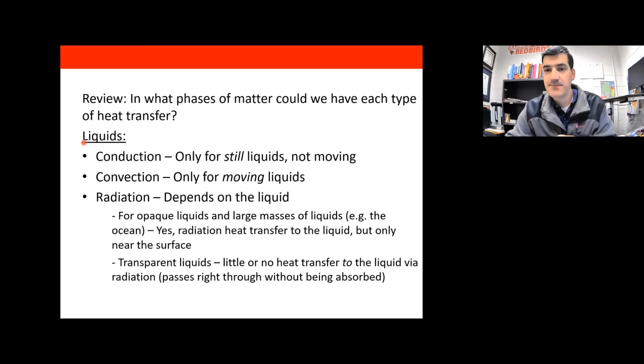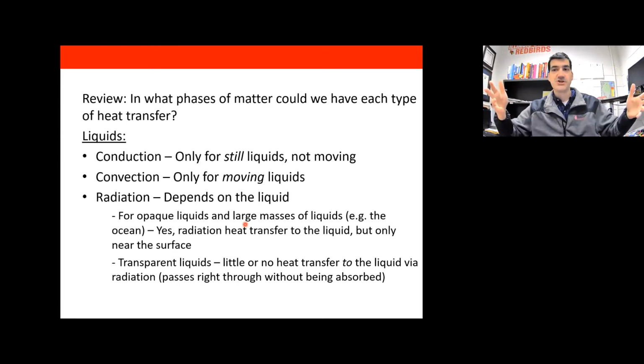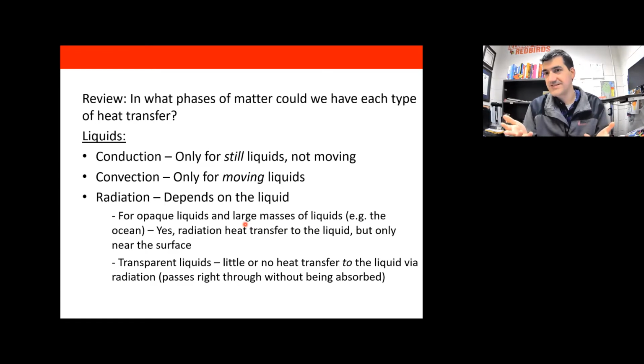The exception, and it mentions it here, is when you have lots and lots of liquid, like a big lake or a big ocean. Even though lake water and ocean water are pretty much transparent or at least translucent, there's just so much water that below a certain depth, all of that radiation energy is absorbed. And this is why if you go deep enough in the water, there's no light.